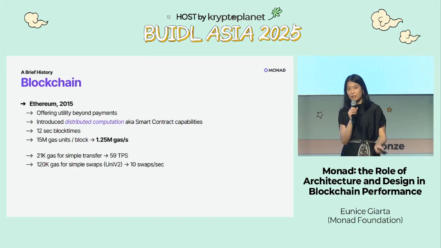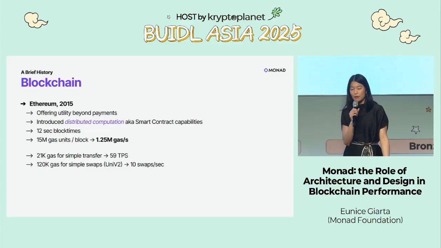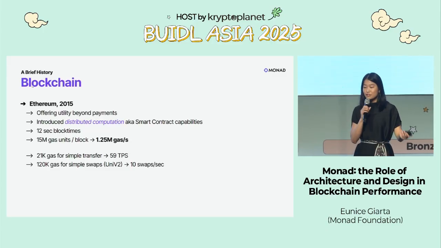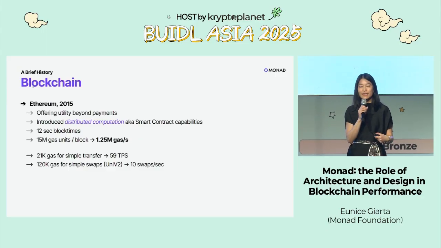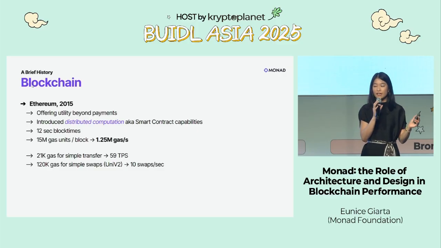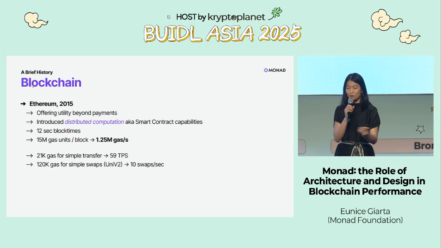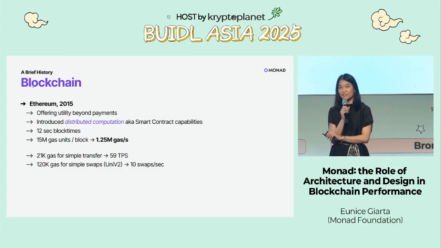So in 2015, when Ethereum came about, it offered utility beyond payments, something distinct at the time. And I think no one really understood the capabilities of smart contracting and distributed applications until the years to follow. But it introduced distributed computation. It also introduced shorter block times, 12 seconds, and a concept of gas units, because with distributed computation, you may also need some units of utilizing that computation itself. So to start, 15 million gas units per block. If we break this down into the 12 seconds for each block, it's 1.25 million gas per second.